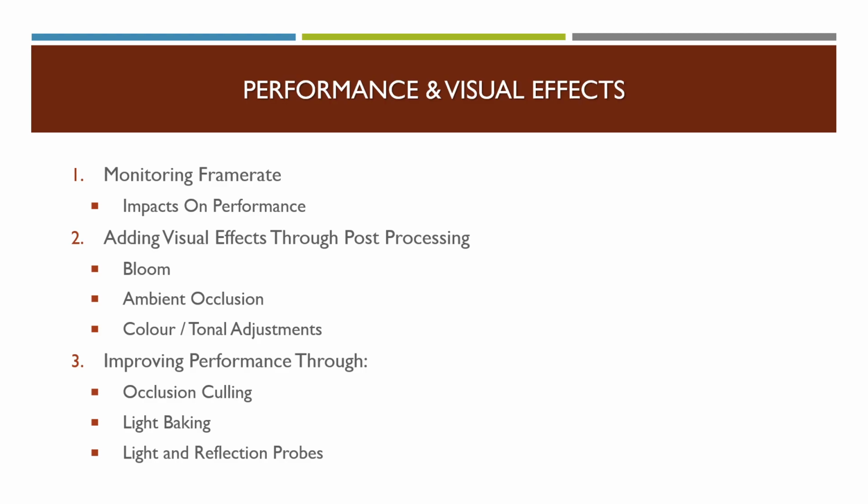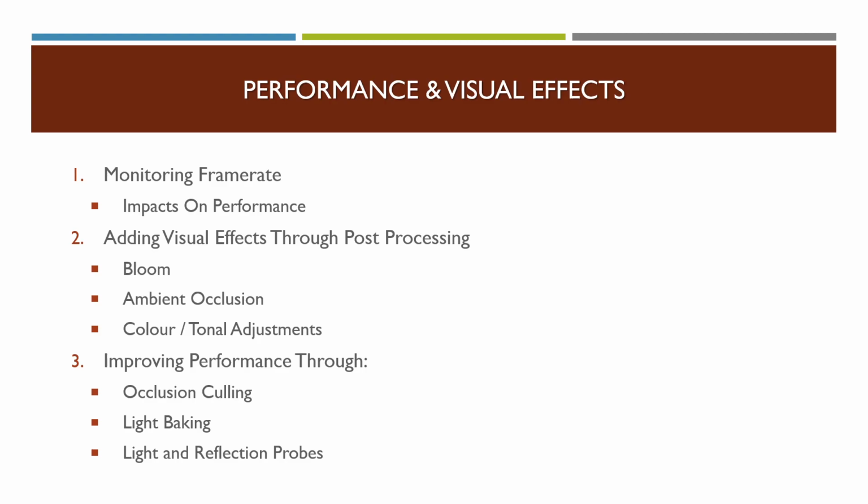Today we're looking at performance and visual effects. We're going to be looking at how to monitor your frame rates, the impacts on performance depending on what you're doing within your scene, looking at different visual effects that you can add through things like bloom, which is a glow effect, ambient occlusion, colour and tonal adjustments for making your scene feel more in keeping with the universe you're trying to capture, and then also improving performance through things like occlusion culling, light baking and reflection and light probes.